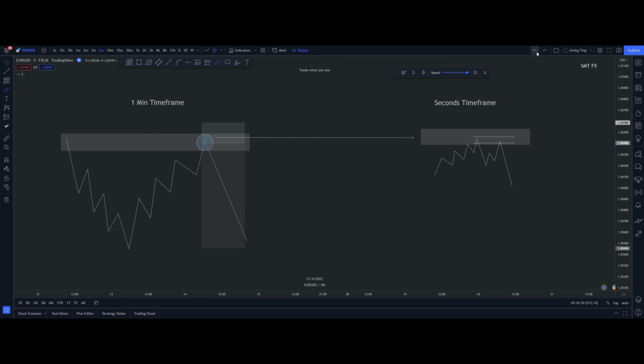That small little mitigation that on the 1 minute just looks like a tap and a push down, what's happening on the seconds is essentially the market repeating itself, the exact same price action you've seen on the 1 minute happening on the seconds. This usually happens because the market is fractal. Whatever happens on any time frame will repeat itself on basically every other time frame.